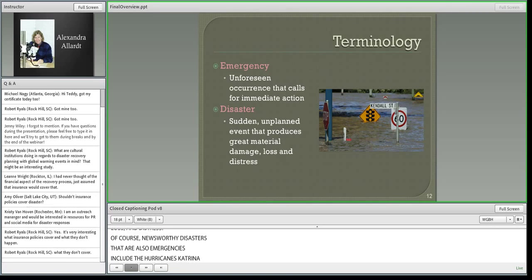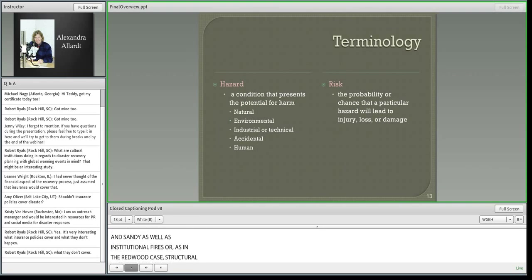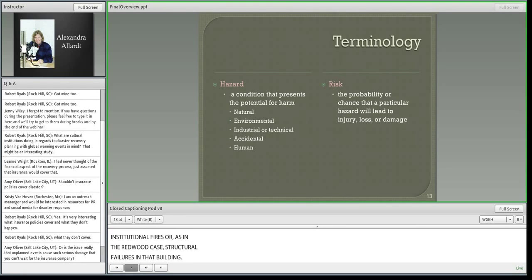Two more terms are hazard and risk. A hazard is a condition that presents the potential for harm. Hazards come in many forms. They can originate from natural, environmental, industrial, or technical causes. They can be unpredictable, accidental, or human influenced. The next class on Thursday will raise awareness on different kinds of hazards to consider in your evaluations that you might confront at your institution.